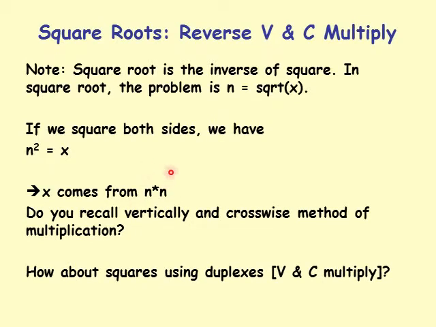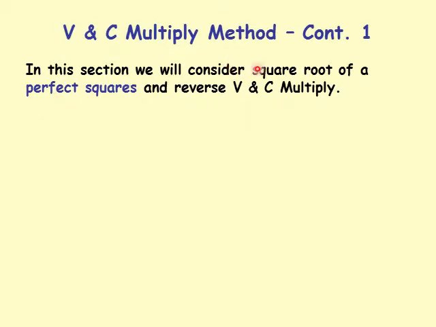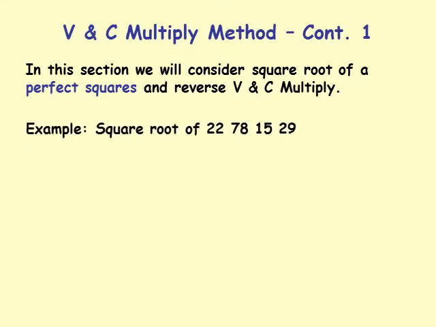And how do we compute n times n? We remember the vertically and crosswise multiplication. We will use vertical and crosswise multiplication to compute n times n. And how about squares using duplexes? We have also computed squares before using duplexes, which is also vertically and crosswise multiplication. In this section, we will just consider square roots of perfect squares only and reverse it using vertically and crosswise multiplication. Let us continue here.